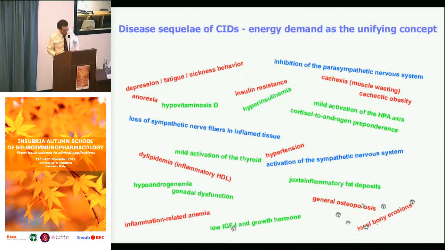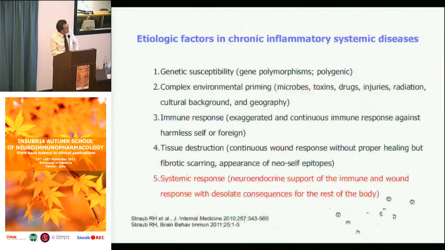You need the calcium and phosphate. I mentioned this already. So I hope that I was able to convince you that the systemic response now is a part of the entire thing. And if the systemic response is needed for too long a time, as a neuroendocrine support of the immune and wound response, then it has desolate consequences for the people, because the people all get these problems, and these problems belong to the disease.